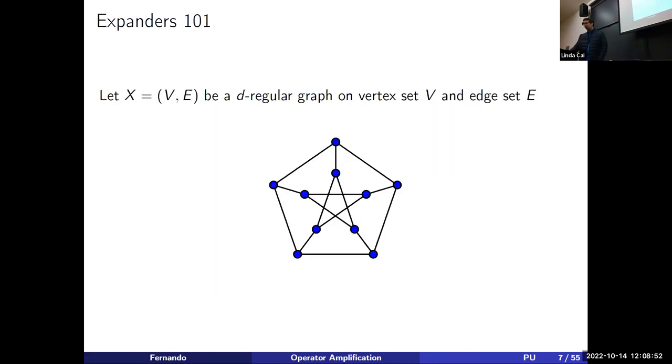Very good. Let's start from the basics and set some notation. X for us is going to be a graph, and we are going to work with regular graphs, so each vertex is incident to the same number of edges. In this case, we have a three regular graph. X is the name of the graph, we have the vertex set V and the collection of edges, what you all know. Assume that it's regular.